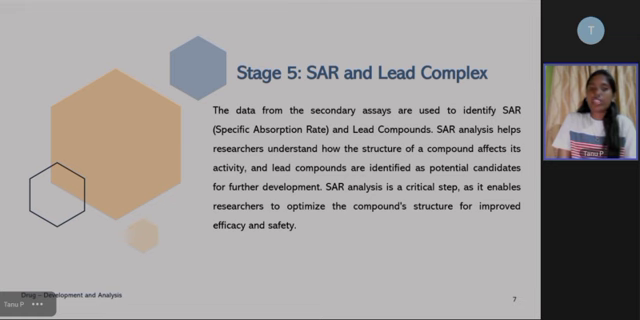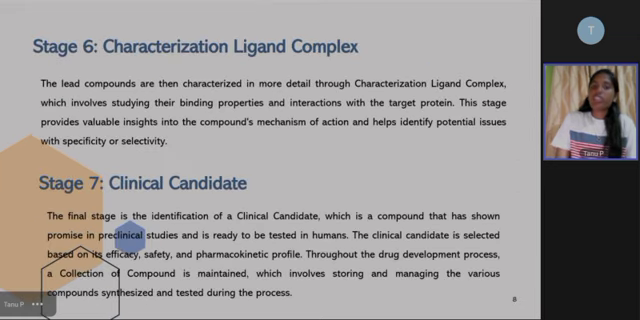and safety. Next is stage 6, which is characterization of ligand complexes. The lead compounds are then characterized in more detail through characterization ligand complex, which involves studying their binding properties and interaction with the target protein. This stage provides valuable insights into the compound's mechanism of action and helps identify potential issues with specificity and selectivity.